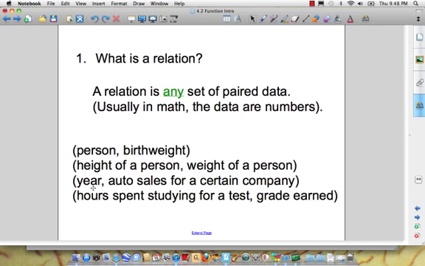So in a certain year, how many sales were there? And then, of course, the typical math teacher's example would be hours spent studying for a test and the grade that was earned. So I could look at all of the students in a class, say one person spent 1 hour studying, they got a certain grade. Someone else spent 3 hours studying, maybe they got a different grade. Certainly a math teacher's example.